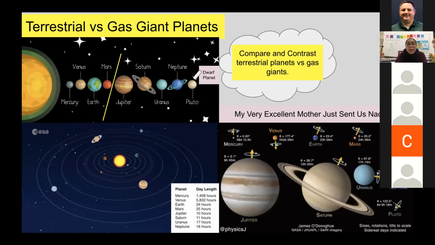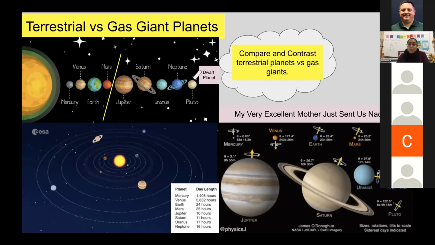Now if we compare them to our gas giants, notice in our image here that our gas giants are going to be much bigger than our terrestrial or land planets. And these gas giants, as their name suggests, are composed mostly of very thick, massive atmospheres, but it's suggested that they might have a solid core in the center of them.